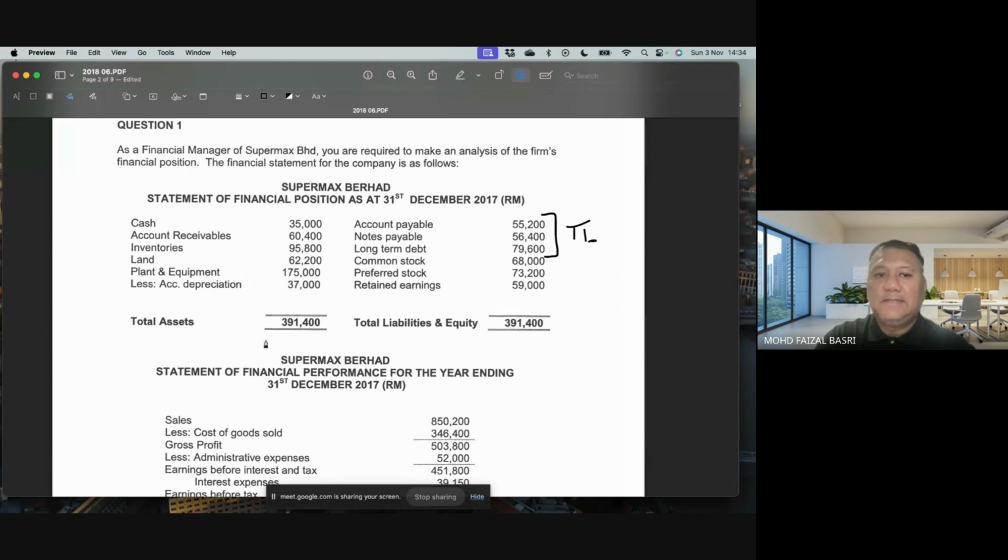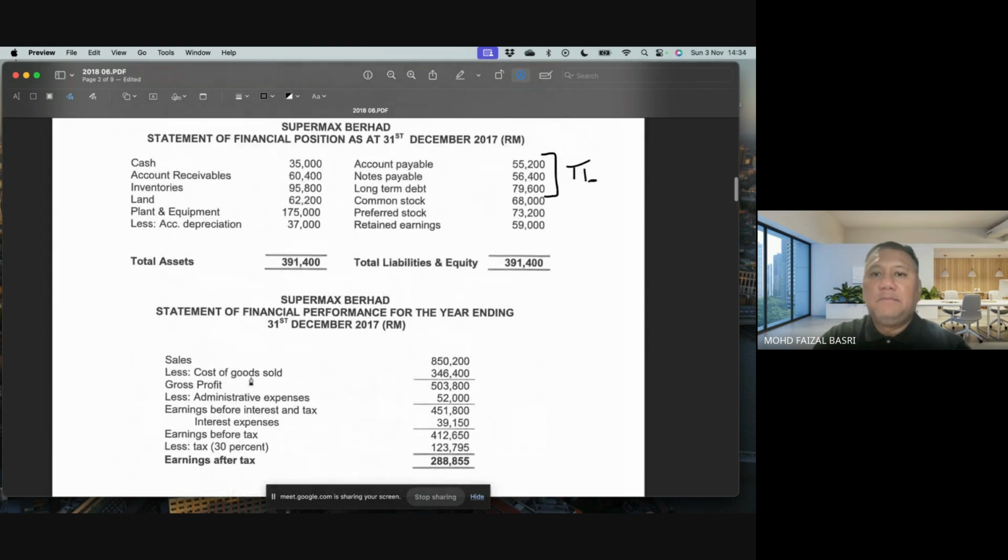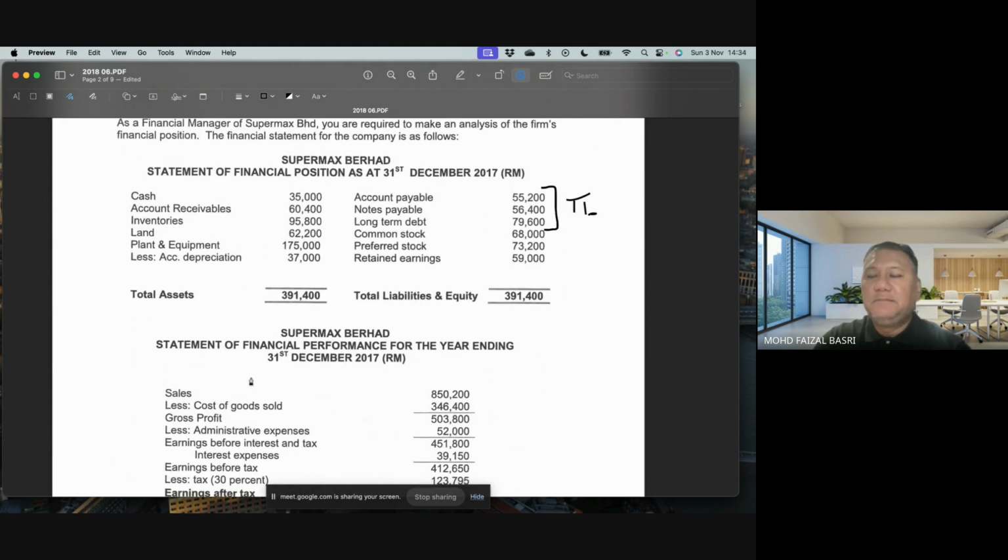Okay, and your total assets tak payah kira lah, dia ada kat sini, 391,400. So take your pens and calculators. So you add all 3 kat sini, 55,200, 56,400, and 79,600. Okay, becomes your total liabilities, and then you divide by the total assets of 391,400 to find your so-called debt ratio. Okay, yeah, debt ratio ni. And times 100 lah in order to convert it into percentage.